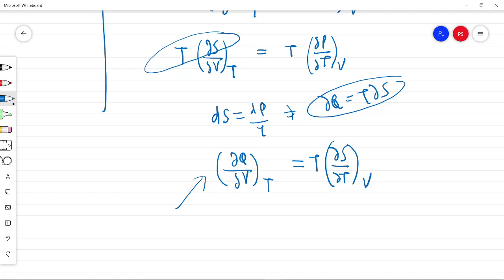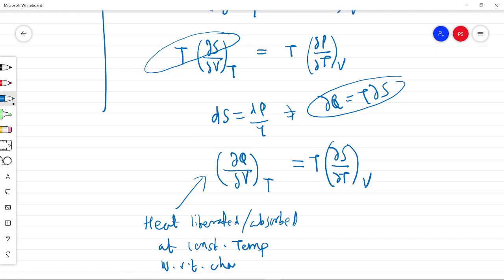Now the left hand side is just the heat liberated or absorbed at constant temperature with respect to change in volume. So this is a very peculiar quantity. It says that the temperature remains the same, the volume changes accordingly with the change in heat.